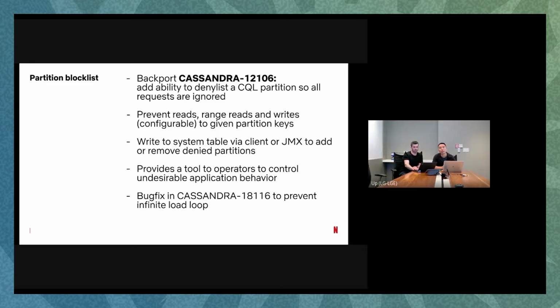And then one last thing to note here, if you are using the deny list, there was a bug that we found as we put this into production. If a node that was coming up was unable to do an initial load, it wouldn't have the back off logic that it does once the node has done that first initial load. And this would lead to a thundering herd or storm on the cluster, which actually led to some incidents of its own. So we put the fix in Cassandra 18116 to prevent this issue.